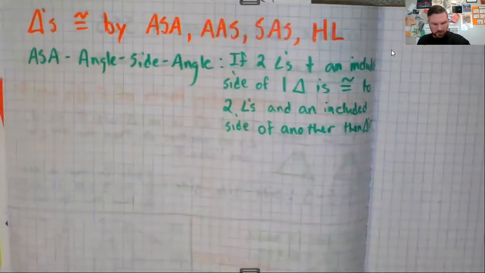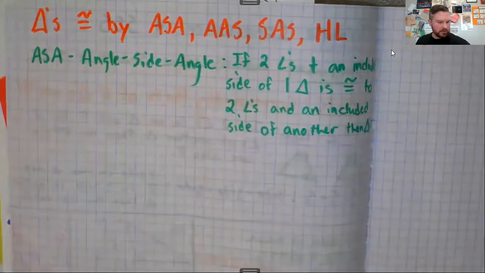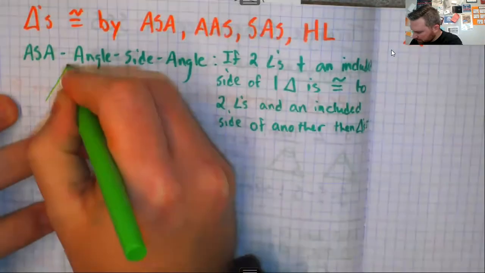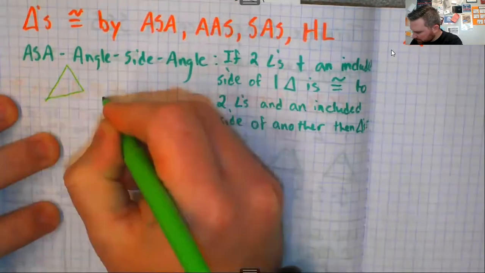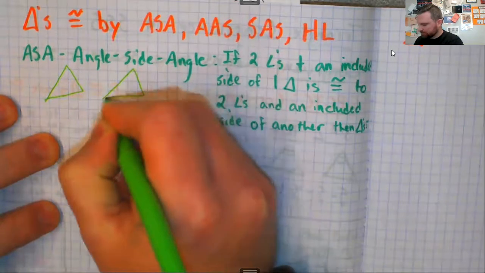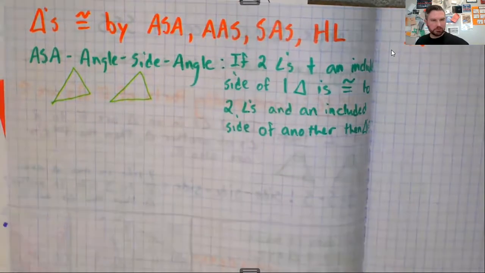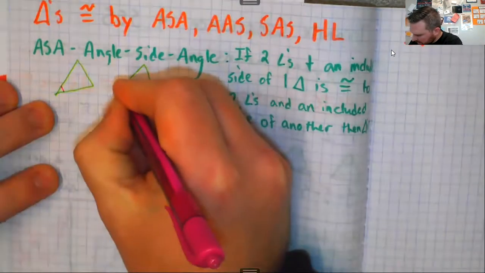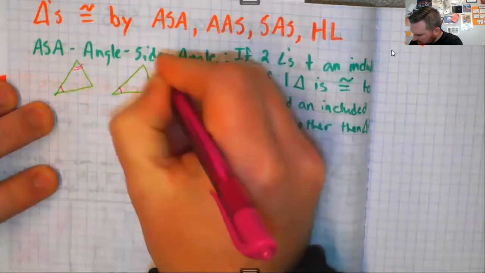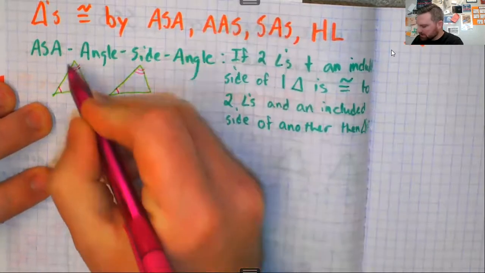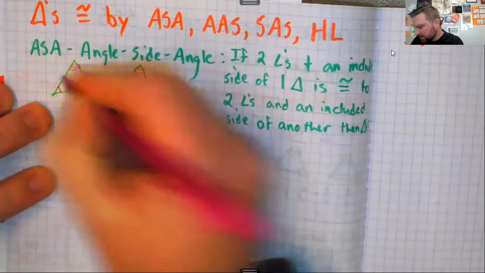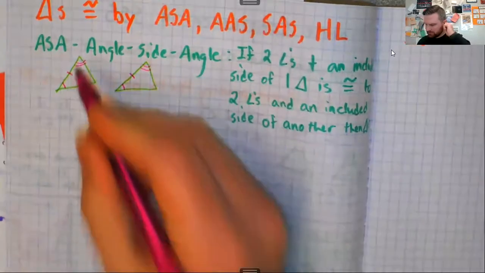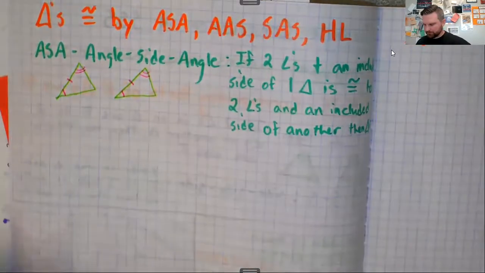So basically, let's draw a little picture here. If you have two triangles, there are our two triangles. I have two angles, so this angle, and this angle, and the included side, so that's the side in between them. So this side and this side. So that would be angle, side, angle. Okay, it goes in that order.